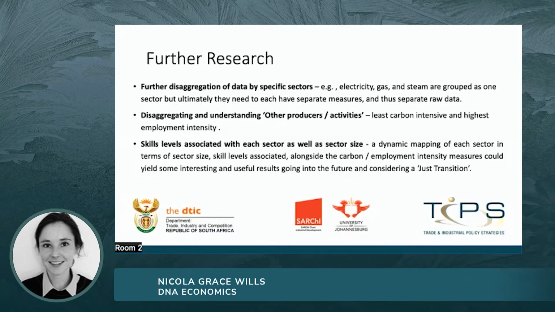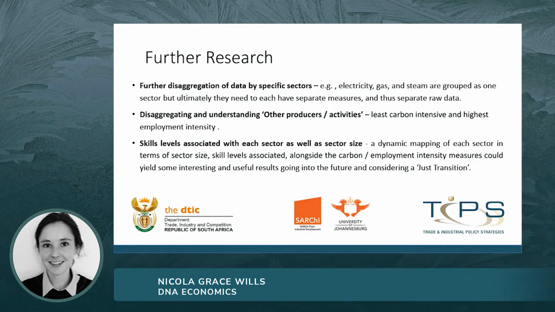For example, you can have a sector that is very low emitting, but it's huge. So per unit it's low, but because it's so big, it's producing more than very much higher carbon intensive sectors that are a lot smaller. Yeah, so that's me. Thank you so much. Thank you very much.